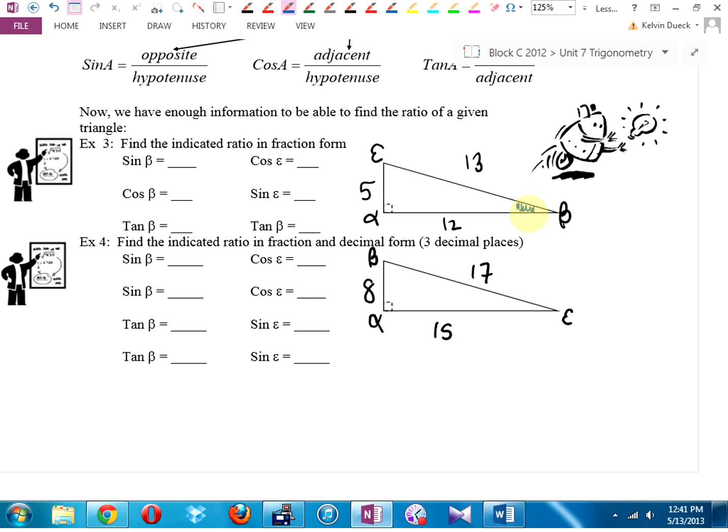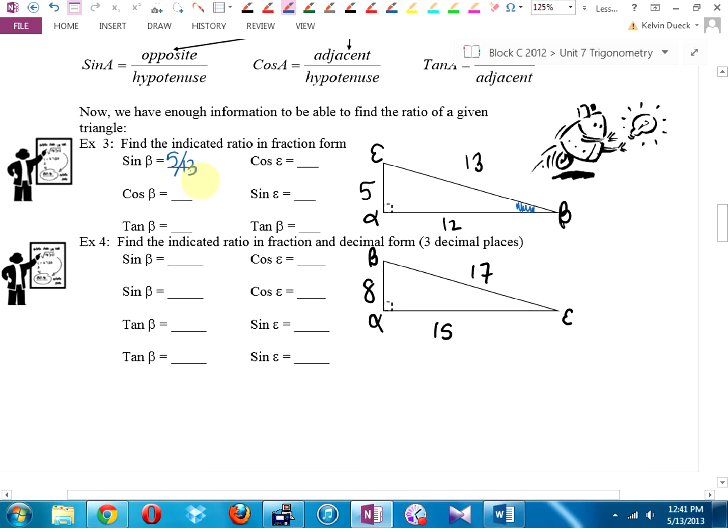Sine is what over what? Opposite over hypotenuse. So looking at that triangle, which one is opposite to beta? 5 over hypotenuse, 13. And it said leave it as a fraction, so I will. I could decimalize it, 5 divided by 13. Yeah, whatever. That's math 7. I'm not going to waste time on that.